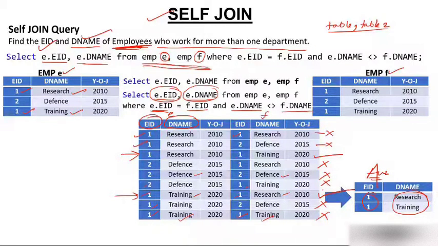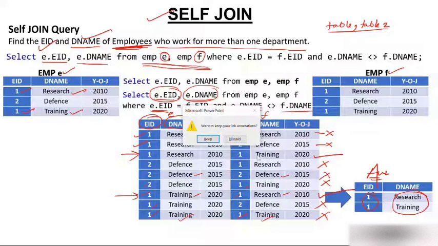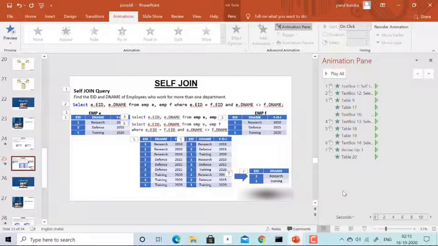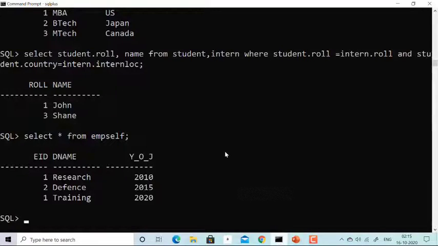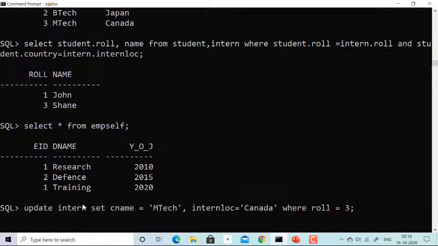Now we'll see the same implementation in Oracle. Here we have a table known as imp self. There are three columns: employee ID, department name, year of joining. We have seen all these things. Now the query is the same. We want the employee ID, and you can see clearly that employee ID 1 is working with research and employee ID 1 is working with training. Let's see if the query works.